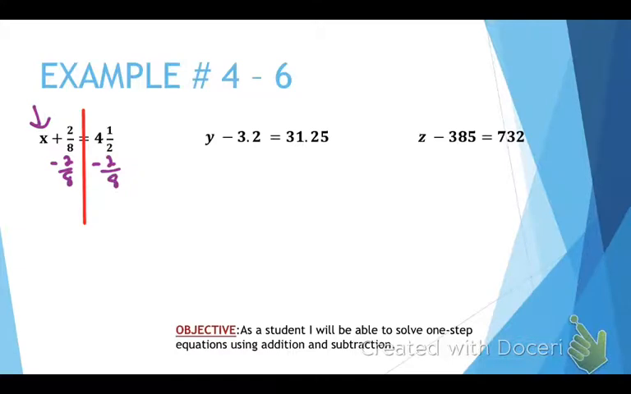4 1/2 minus 2/8, what do we need to do? These two on the left side are going to cancel out. We're just going to have x equals. But on the right side, hey, look at that. We have to do subtraction of fractions. They're lined up already for us, which is cool.